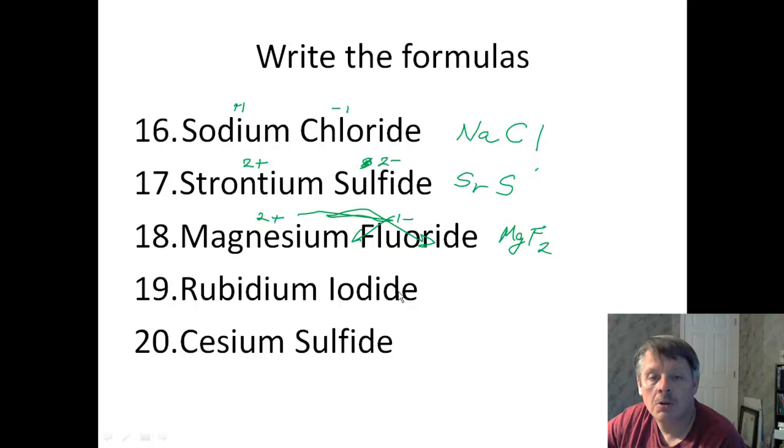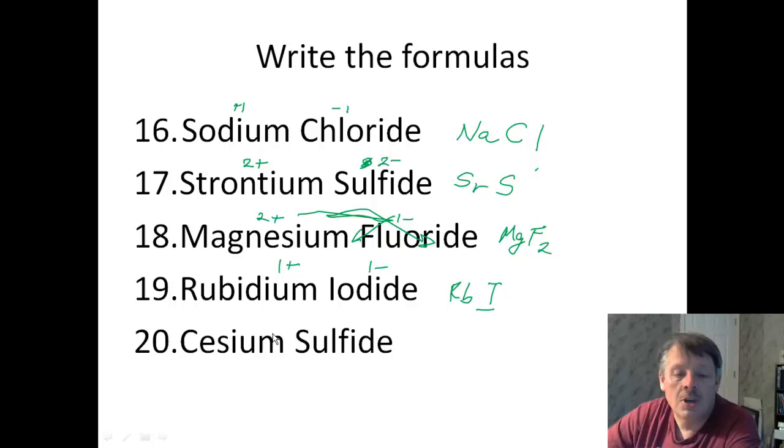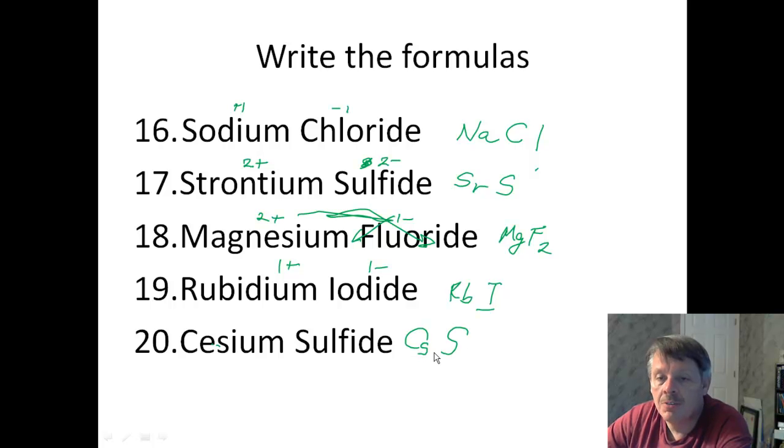All right, rubidium iodide. Well, rubidium is Rb, and iodine is I. Rubidium is an alkali metal. It has a 1+ charge, and iodine has a 1- charge because it's a halogen, so they cancel each other out. How about cesium sulfide? Well, cesium is Cs, sulfide is S, and cesium has a 1+ charge, and sulfur has a 2- charge, so I have to crisscross them, so I need 2 cesiums, so it's going to be Cs2S.